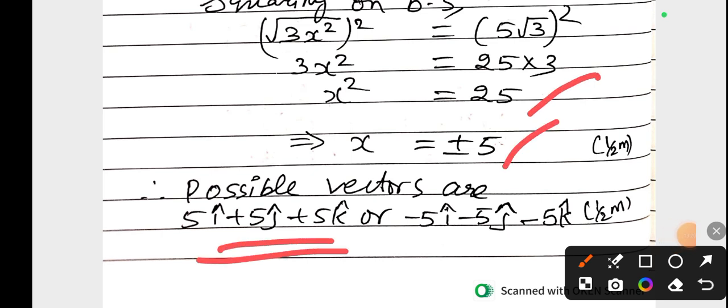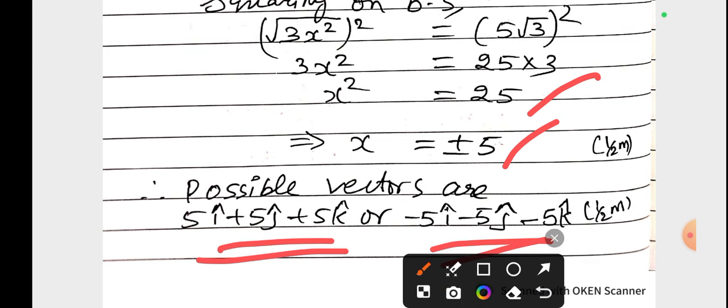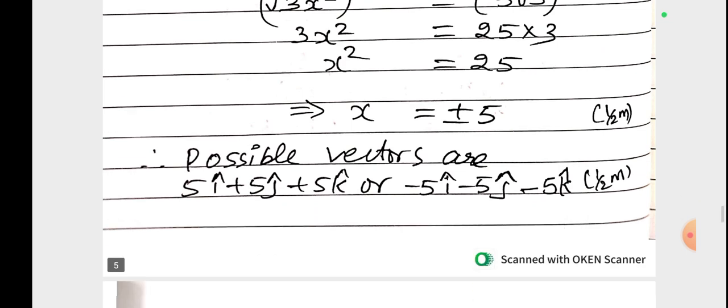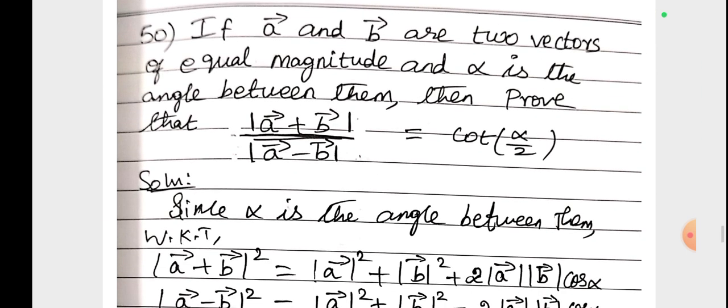Therefore, the possible vectors, children, are positive 5i plus 5j plus 5k, or minus 5i minus 5j minus 5k. This is also important, 2 marks. You can go through these steps.